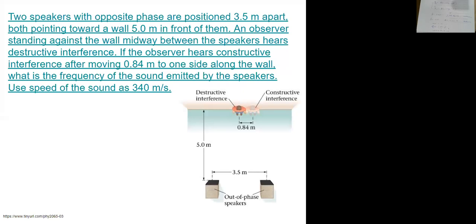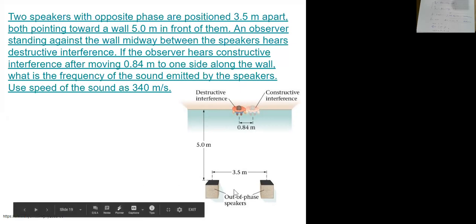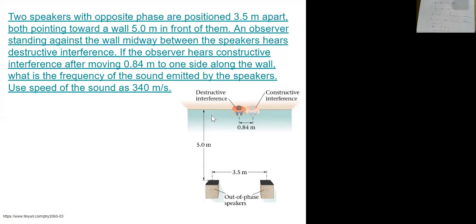Okay, so this one says you have two speakers. Now pay attention here. It says originally the two speakers are out of phase. Out of phase speakers, they are separated by 3.5 meters. A person standing against the wall is 5.0 meters away from the two speakers in this direction. Now, if the person is standing midway between the two speakers, he hears destructive interference.